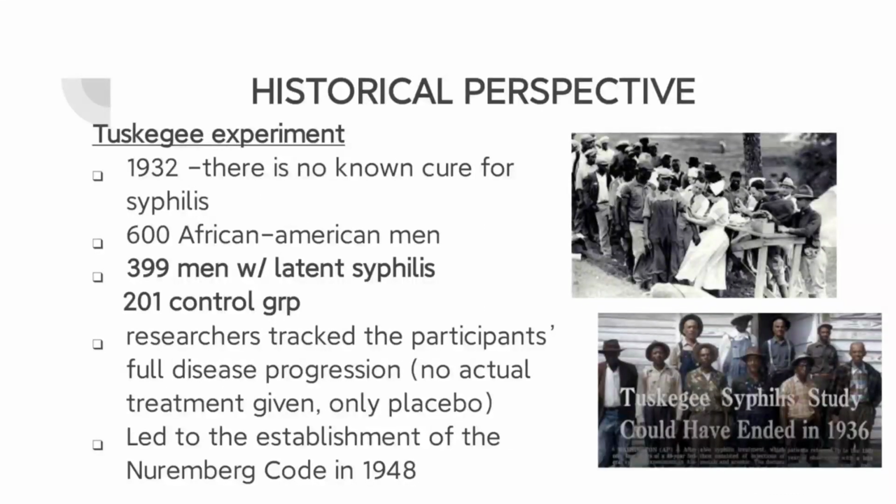Okay, next we have the Tuskegee experiment. 1932 naman to. So, in 1932, there's still no known cure for syphilis. So, the researchers, the public health officials in America, no, they collated 600 African American men na mag-undergo ng this experiment. So, 399 men with latent syphilis. So, basically, the first stages of the syphilis, meron na itong mga African American men na to. And 399. And then, 201 control group.